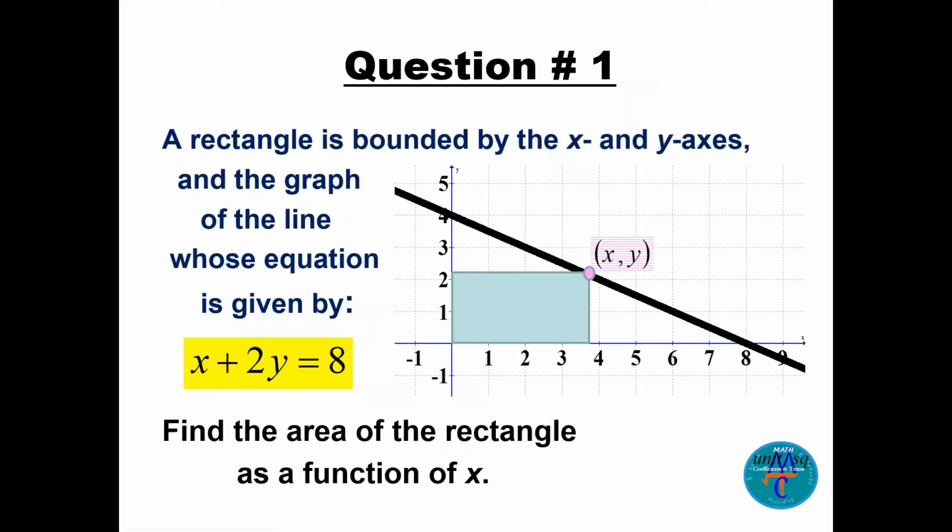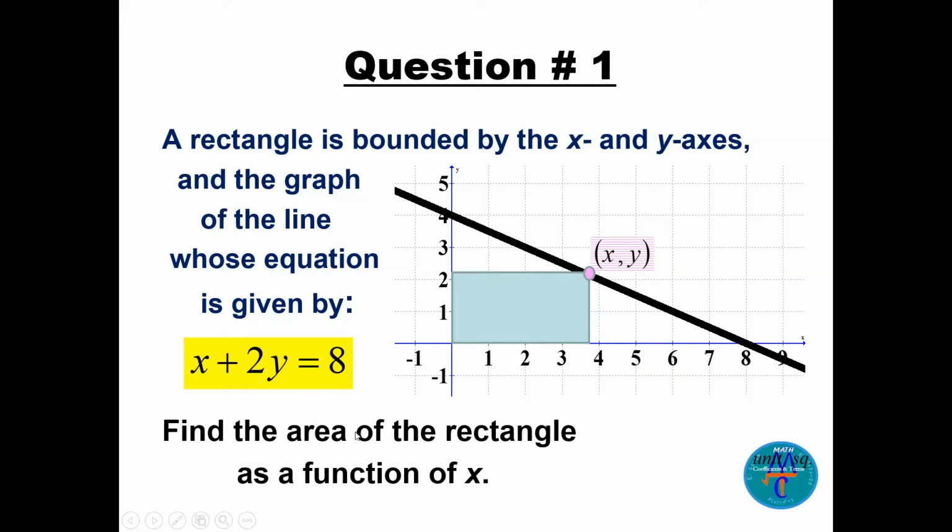Question number 1: a rectangle is bounded by the x and y axes, and the graph of the line whose equation is given by x plus 2y is equal to 8. So we have this black line here. We can graph it easily by finding the x-intercept and y-intercept. Then we have this rectangle. This point here on the line is (x, y). The rectangle can be bigger or smaller, but this point on the rectangle is also on the line.